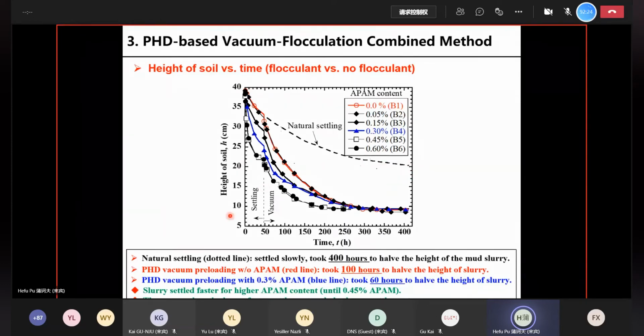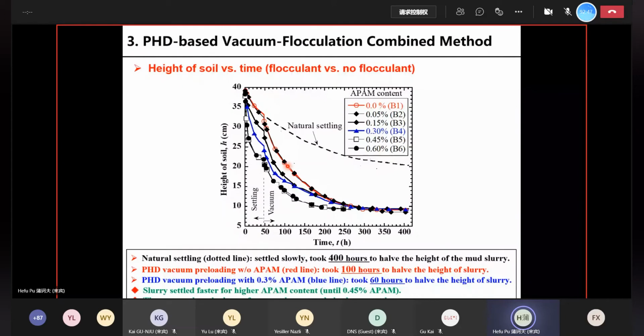In contrast, if you look at the red curve, in this case we added in the vacuum pressure. In this case, the dewatering process is significantly increased. You can see that it took only about 100 hours here to reach 50% deformation.